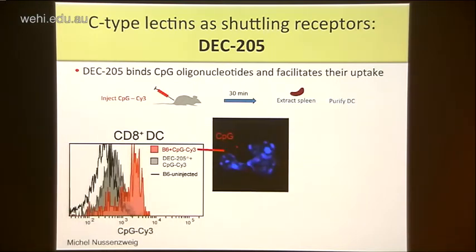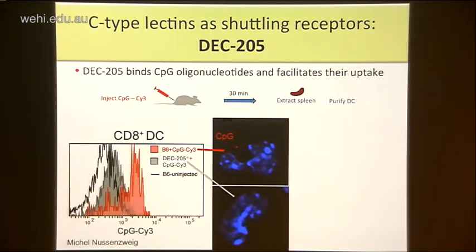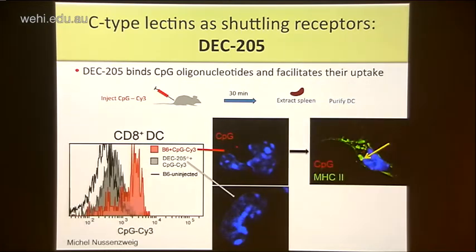And that's very, very clear by confocal microscopy, where this is not just binding on the cell surface, but it actually is internalizing that CpG into these vesicles you can see in the red. I hope you can see in the red. And you don't see this at all in the knockout mice. And then if you look further, these vesicles actually co-localize with MHC class II, or some of them do. And this work was done by Simon Mutter.